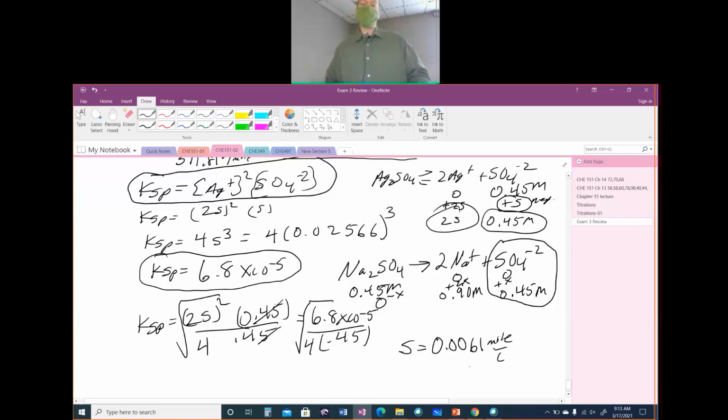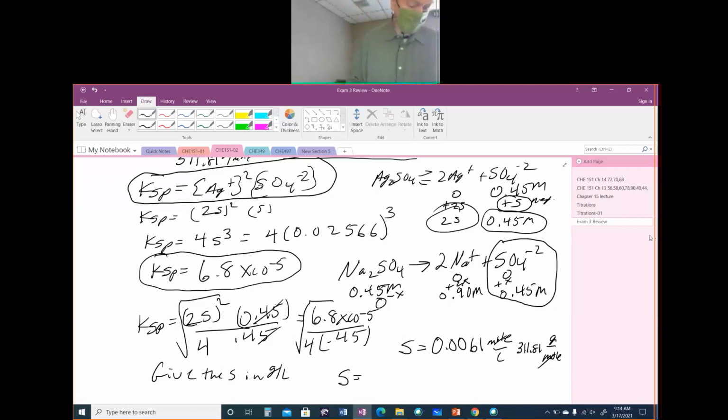All right, but they gave the initial solubility in grams per liter, so now it will say give the solubility in grams per liter. So we know the molar mass. It is 311.81, same one we had before, but this time we multiply. So 311.81 grams per mole. We multiply it so that the moles cancel. And so your solubility in grams per liter, when you multiply that, is 1.9 gram per liter.